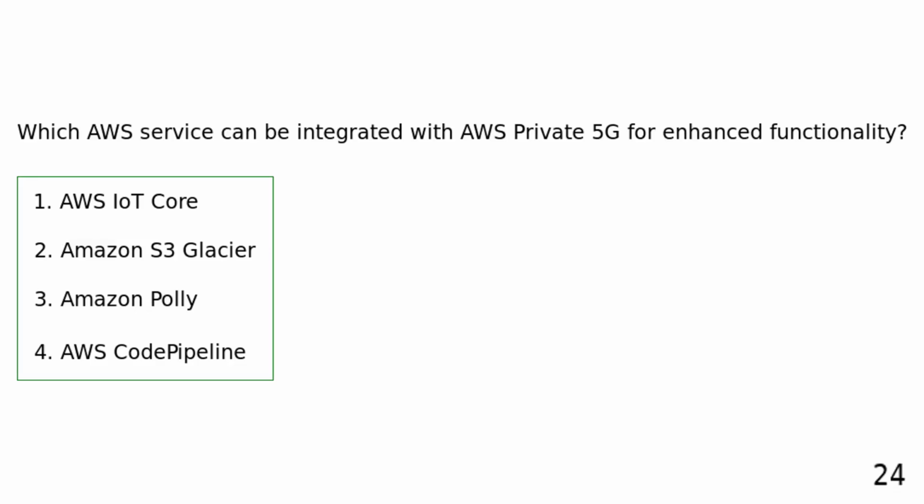Which AWS service can be integrated with AWS Private 5G for enhanced functionality? AWS IoT Core, Amazon S3 Glacier, Amazon Polly, AWS CodePipeline. AWS IoT Core can be integrated with AWS Private 5G to enhance functionality for IoT devices and applications.